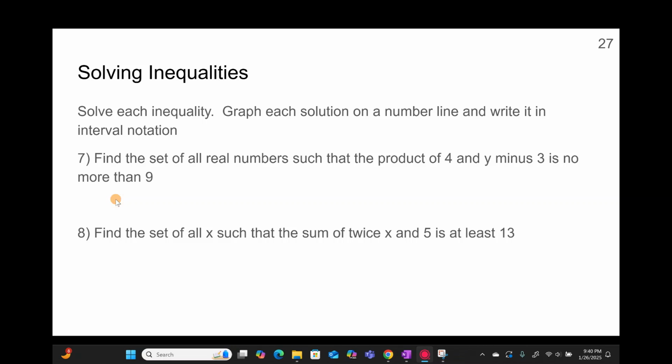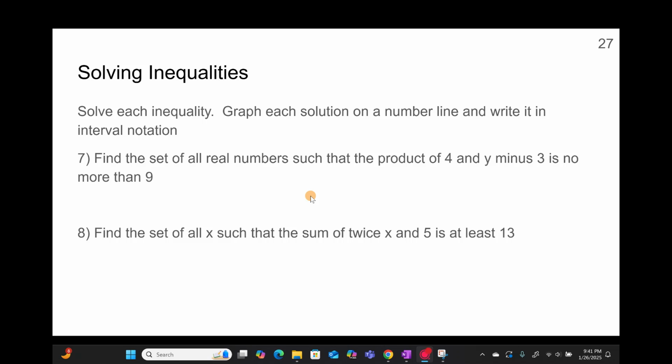In this video, we are going to solve inequalities, but in particular, we are going to solve inequalities that are expressed in full sentences. And so we're going to have to practice translating these full sentences into inequalities. Let's read the first one.